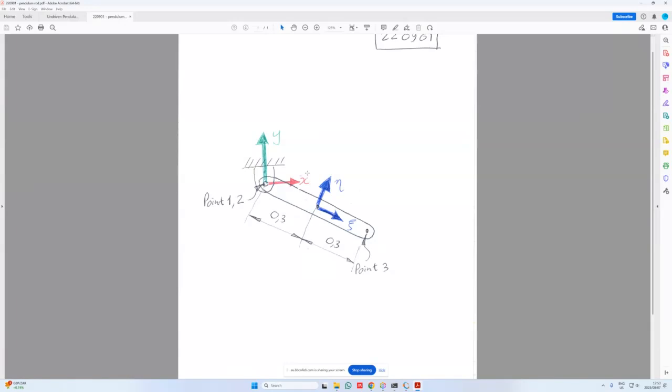So remember, when I have a kinematic or a revolute joint, I essentially need 2 points that lie on the 2 bodies that have to coincide with one another to form the revolute joint. So that's why I have points 1 and 2 coinciding over here. And then point 3 I can simply use as a reference point in this case.